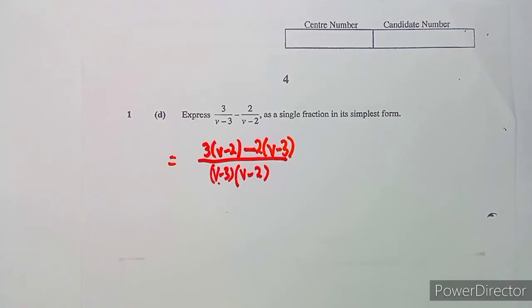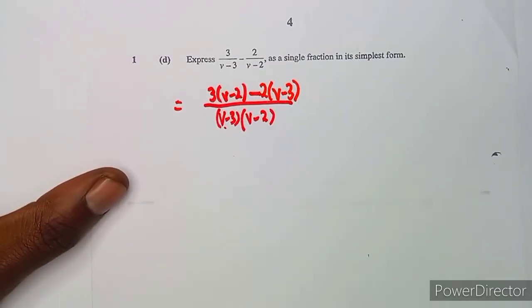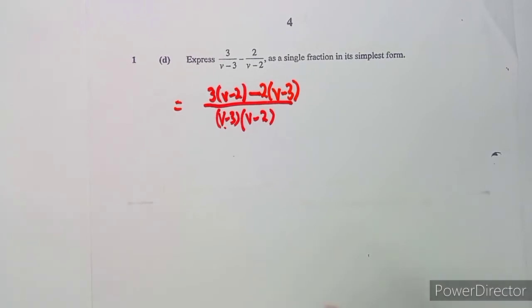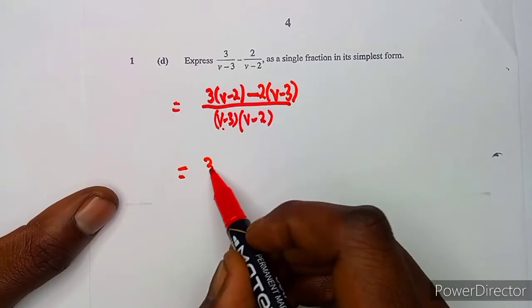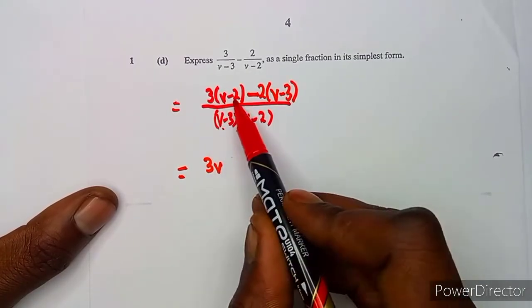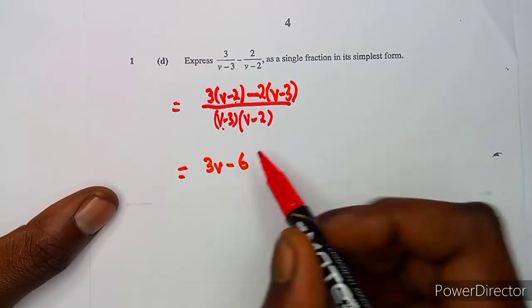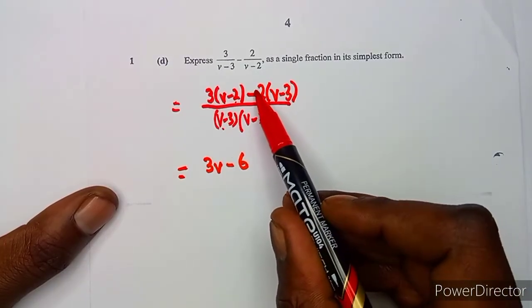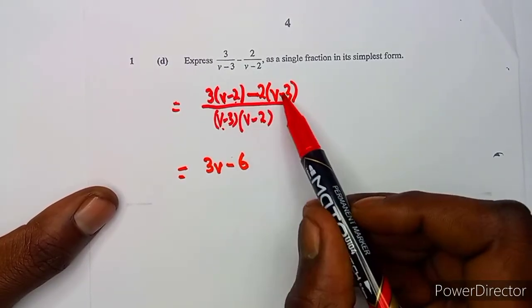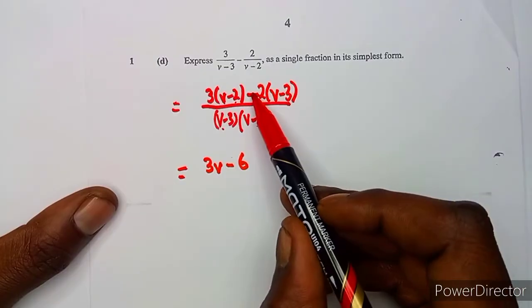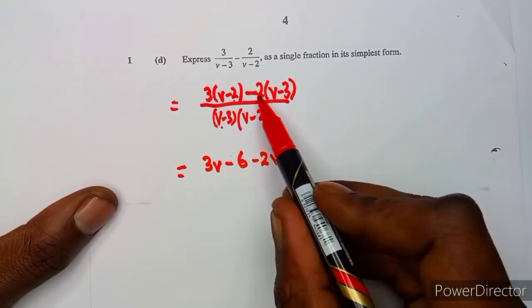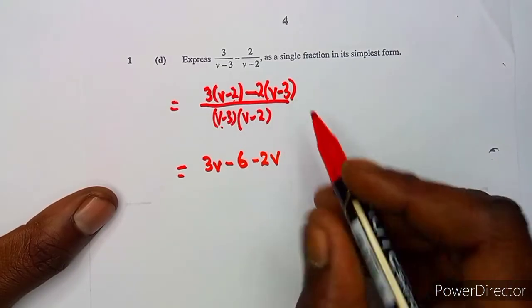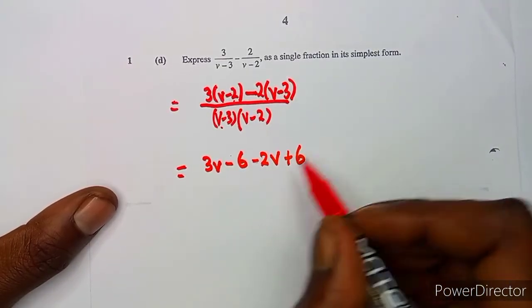So at the end, it's a matter of expanding brackets so that you can collect like terms. So what do we have here? 3 times v, that is 3v. 3 times minus 2, that is minus 6. Take note of the negative, guys. This negative is affecting everything. So it's minus 2 times v, which is minus 2v. Minus 2 times minus 3, which is a plus 6.